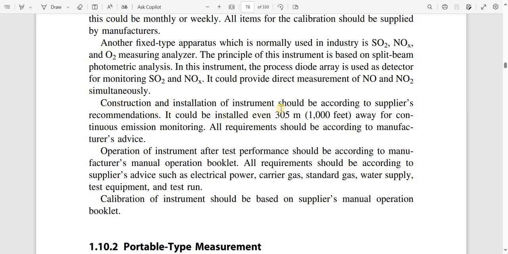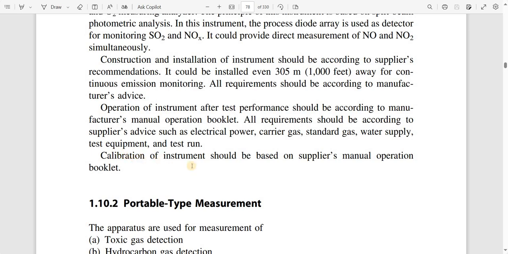Construction and installation of instruments should be according to suppliers' recommendations. It could be installed even 305 m, or 1000 feet, away from continuous emission monitoring. All requirements should be according to the manufacturer's advice. Operation of instruments after test performance should be according to the manufacturer's operation manual. All requirements should be according to suppliers' advice such as electrical power, gas, standard gas, water supply, test equipment and test run. Calibration of instruments should be based on the supplier's operation manual.